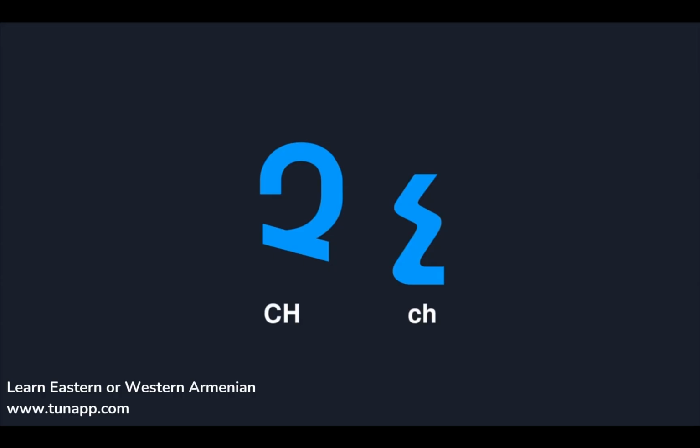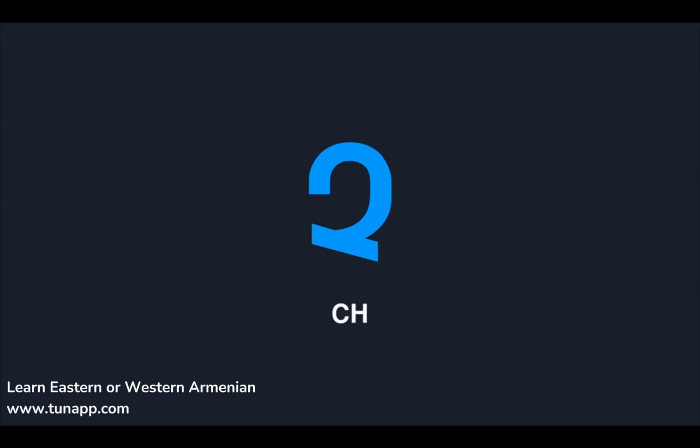Take your pen and paper again, and let's write out the capital letter for ch 5 times. Say the sound as you write it out. Ch. Ch. Okay, if you're ready, let's try the lowercase for ch.